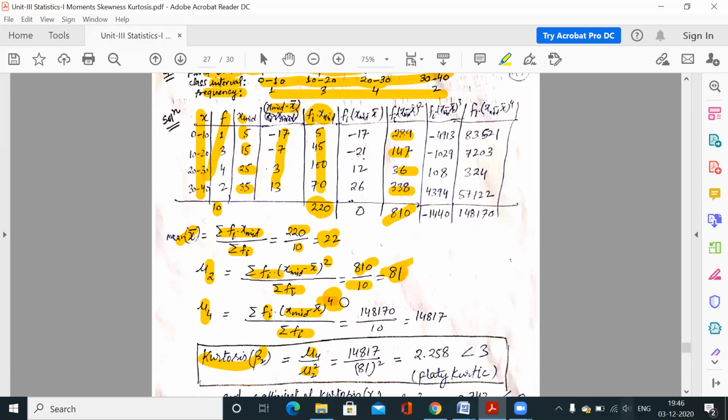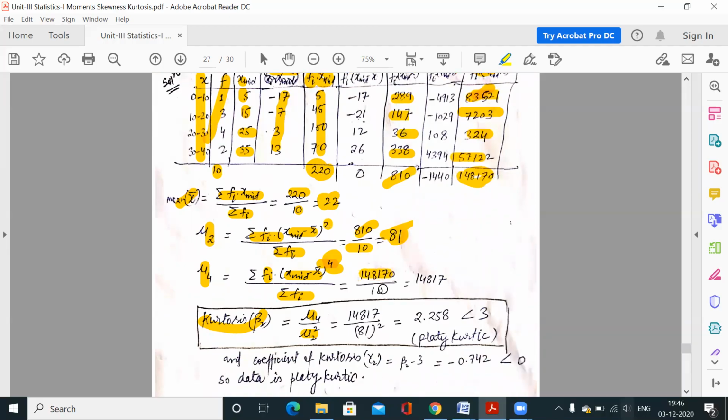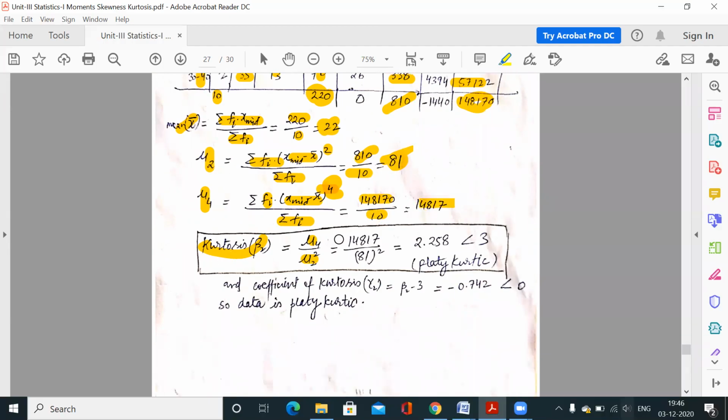Next, mu4. For mu4 we need the fourth power of this. So Fi into the fourth power of this difference. Here 1 into minus 17 to the power 4 is this, 3 into minus 7 to the power 4 is this. Like this we have calculated all the values, the sum is this, and summation Fi is 10. Now beta 2 is mu4 by mu2 square. Mu4 is 14817 and mu2 is 81, so 81 square. This comes to 2.258, which is less than 3. That means platykurtic. It is less peaked than the normal curve.